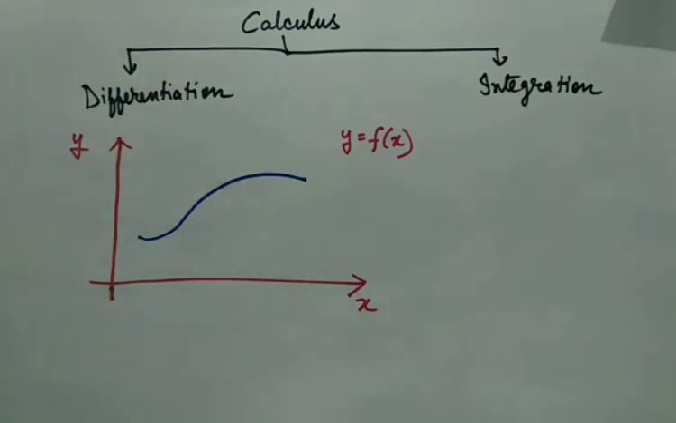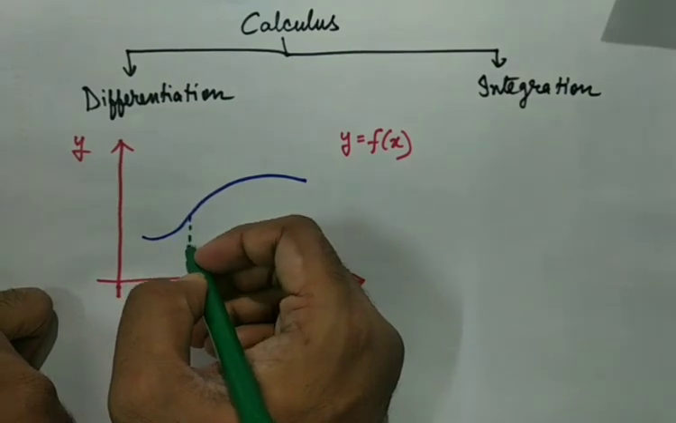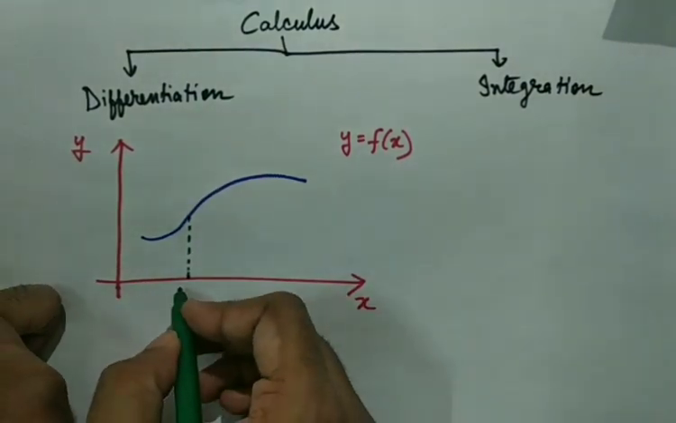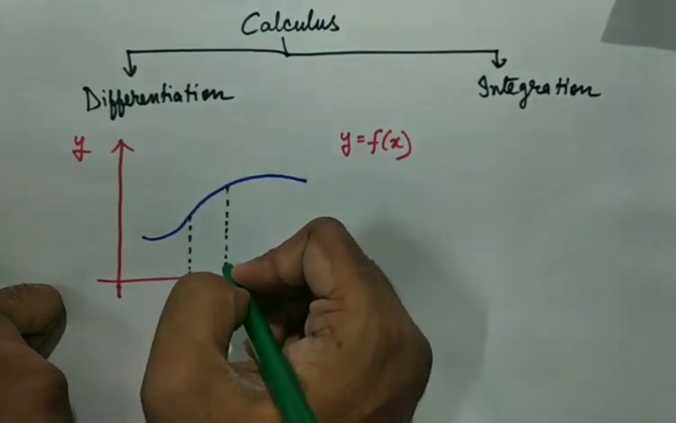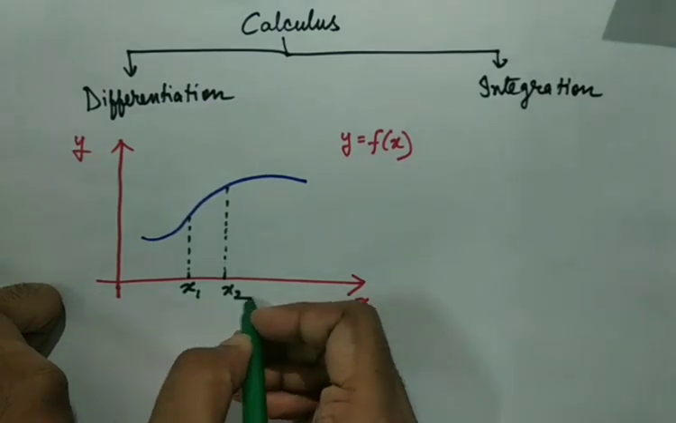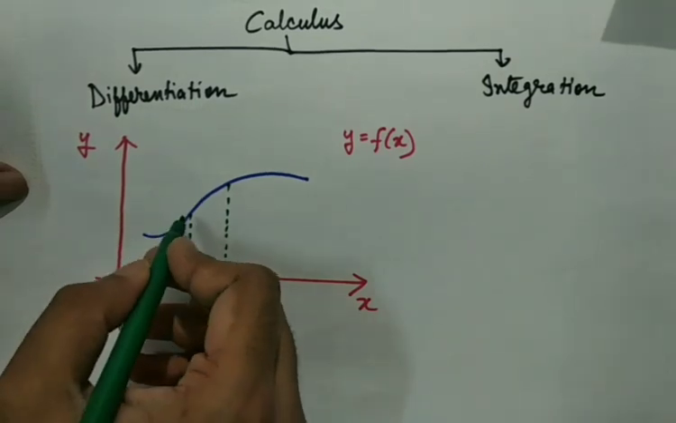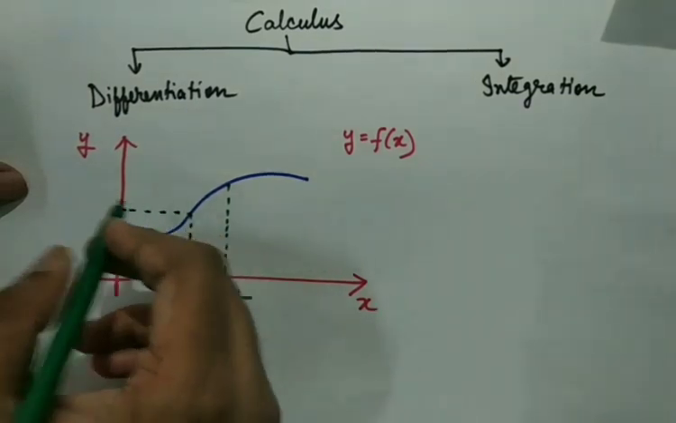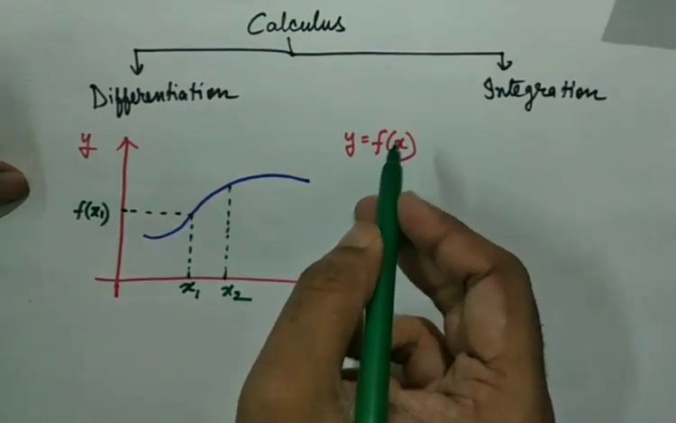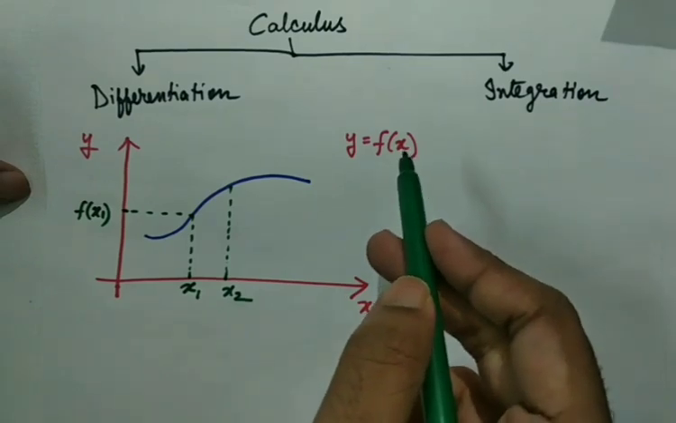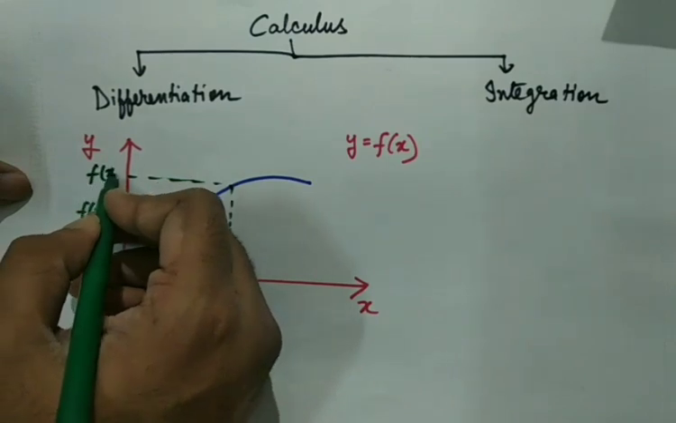Now, let's consider 2 points on this x-axis. This is, let's say, x1 and this is, let's say, x2. Now the corresponding points on the y-axis are f of x1, since y is equal to f of x. Now let's substitute x1 in place of x, so f of x1, and here it is f of x2.